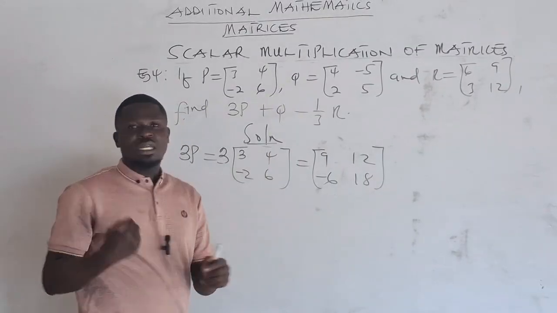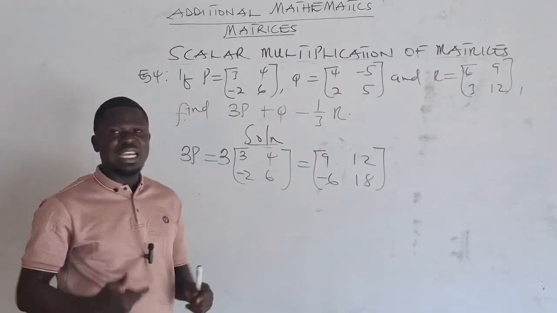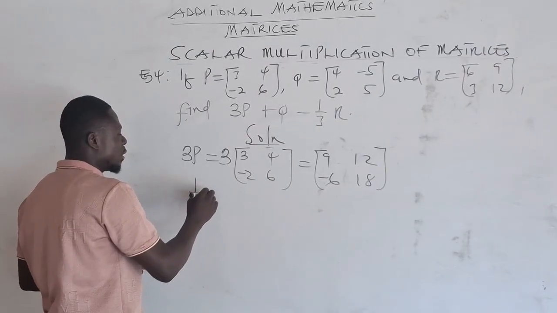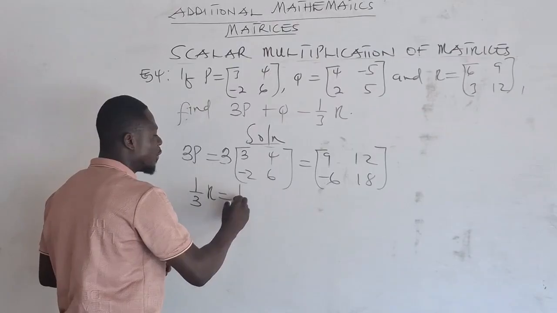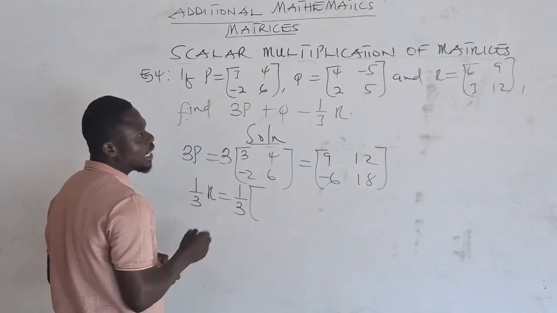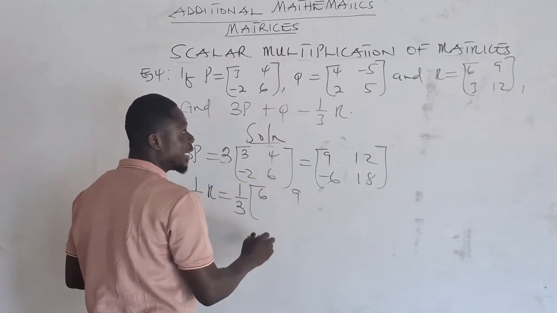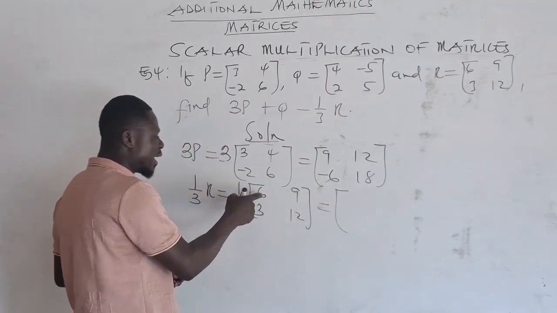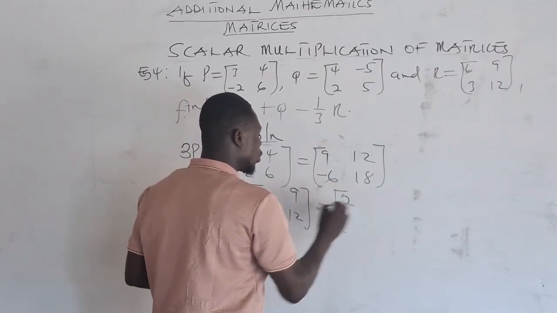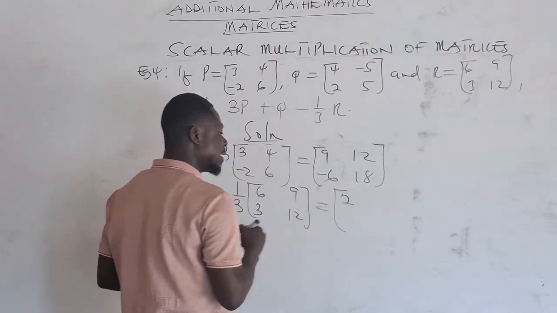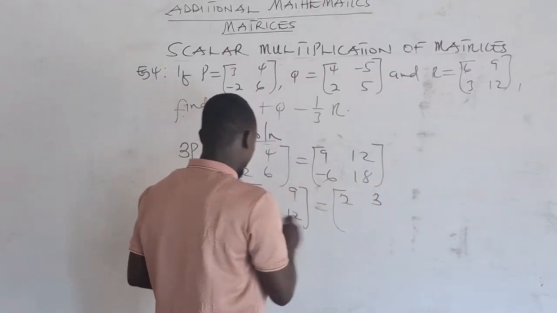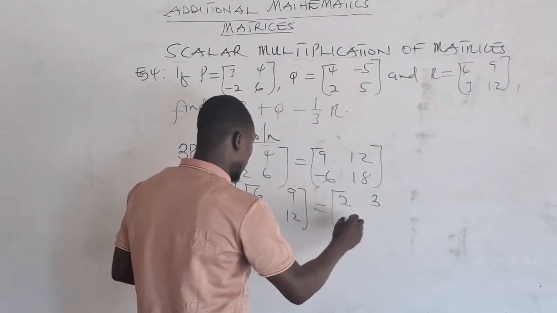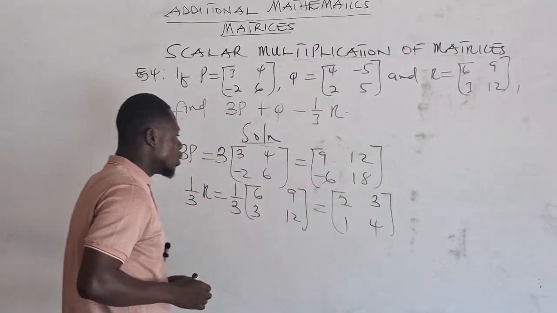But the third component has a scalar, which is 1 on 3. So let's solve that one too. 1 on 3 r will be 1 on 3 multiplying matrix r, and matrix r is 6, 9, 3, 12. So this will be 1 on 3 by 6 will be 2. 1 on 3 by 9 will be 3. 1 on 3 by 3 will be 1, and then 1 on 3 by 12 will be 4. So this is what we have.